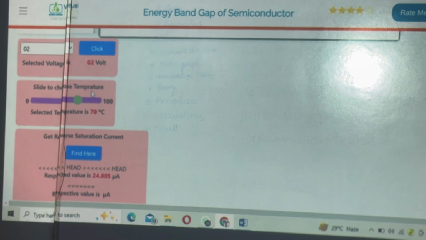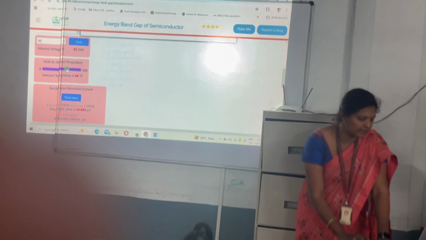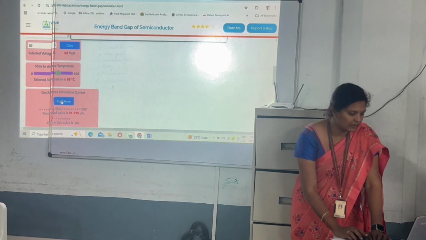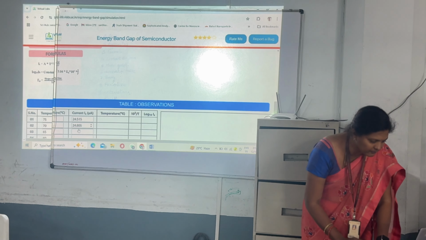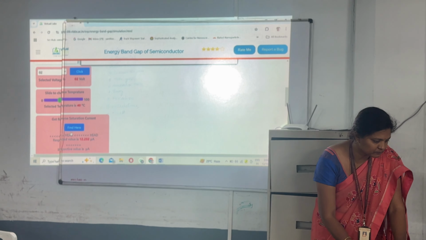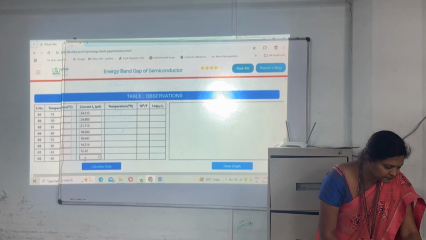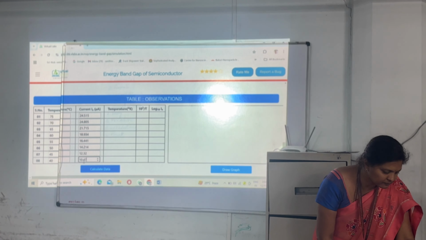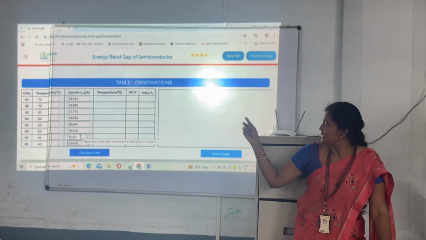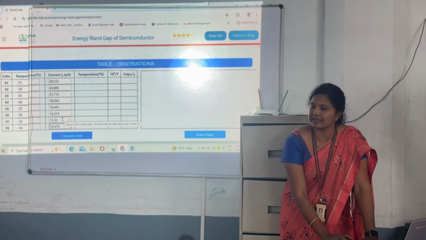Next, again with a 5 degree decrease of temperature, 65 degrees. Let us see the current. 21.715. Then 10.476. Now we got temperature versus current. With 55 degrees of temperature, we got the corresponding current.